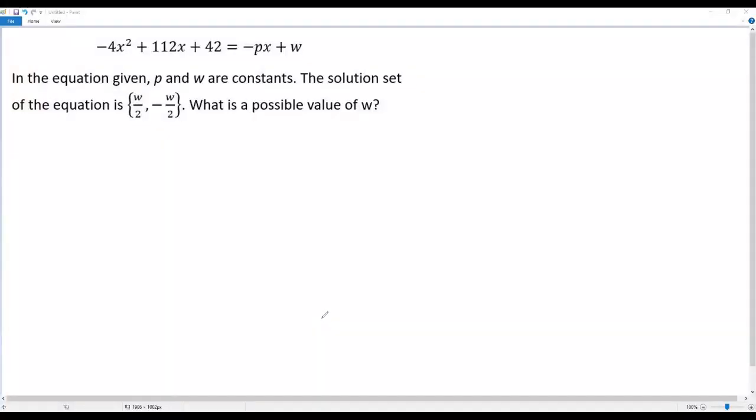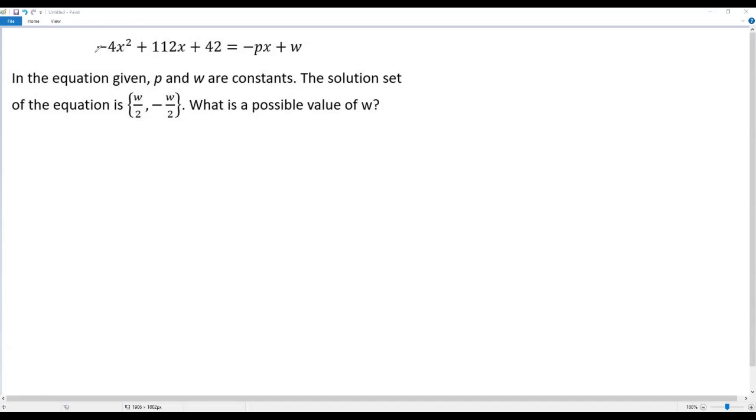Here we have a SAT math question. Okay, let's go with the information. Negative 4x squared plus 12x plus 42 is equal to negative px plus w. In the equation given, p and w are constants. The solution set of the equation is w over 2, comma, negative w over 2. What is the possible value of w?